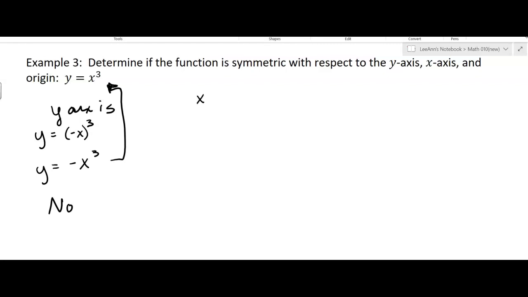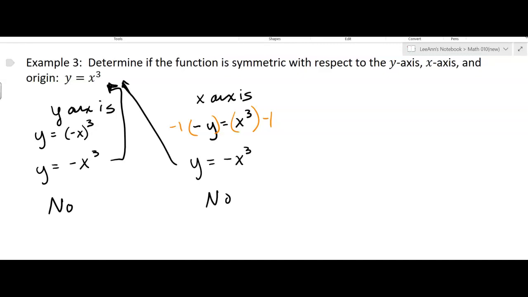Let's try the x-axis. So we're putting in the opposite of y, which gives negative y equals x cubed. Now, is that the same thing? Well, you're probably saying no, obviously it's not the same thing. But to get the y the same, multiply both sides by negative 1, and then you're going to have y equals negative x cubed. So no, that's not the same thing as what we started with.